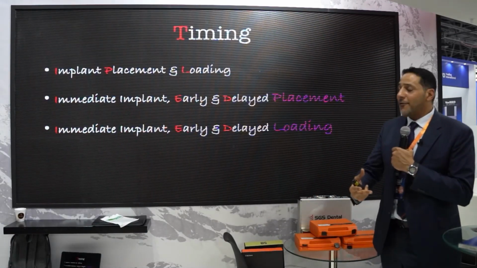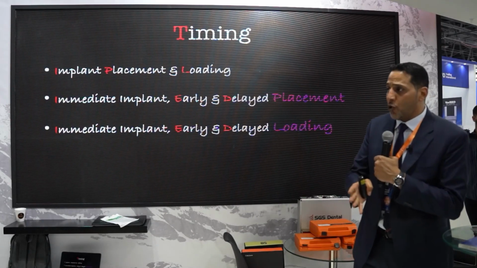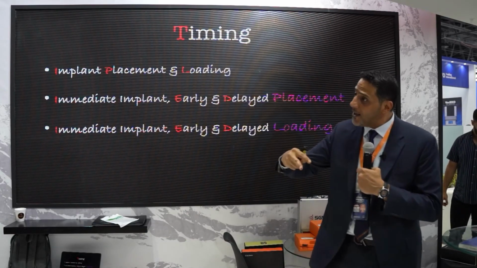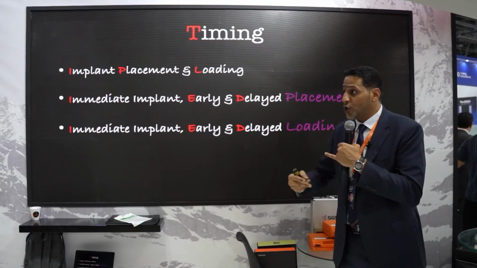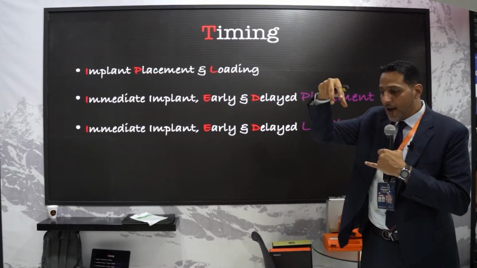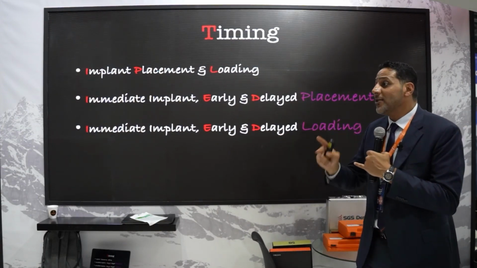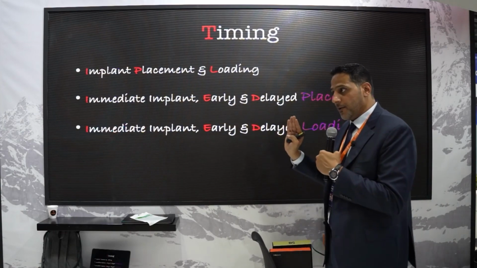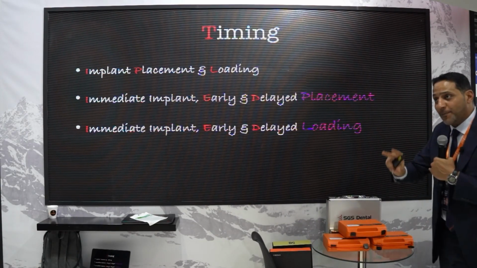Another thing we have to understand is implant placement and the loading protocol. There are two protocols, one for the implant placement and one for the loading of the implant. For implant placement, immediate means that I extract the tooth and place the implant at the same time. This is called immediate. Early is within 2 weeks. Conventional is after 2 months, 2 to 6 months. This is the protocol for implant placement.